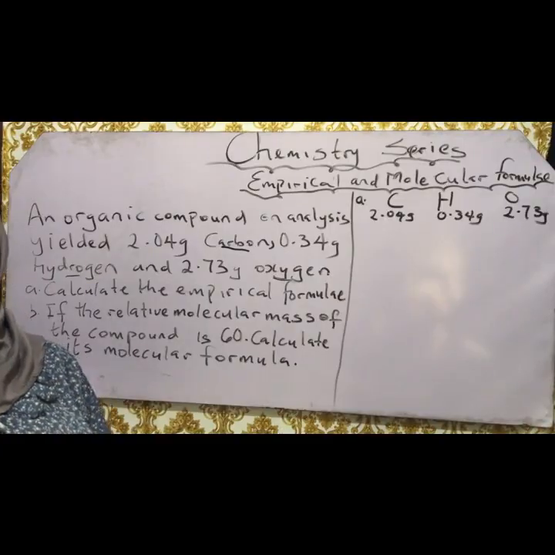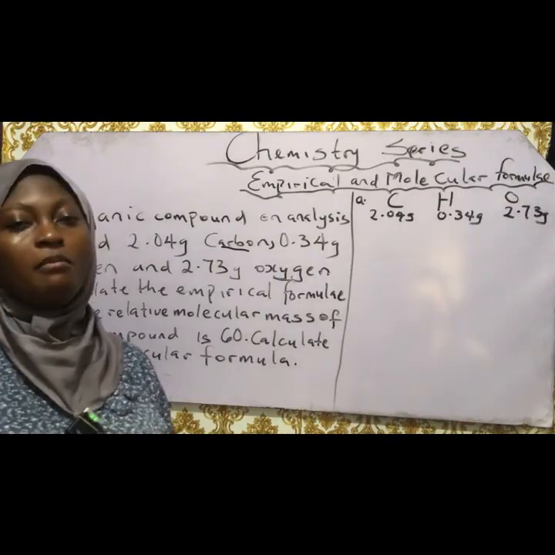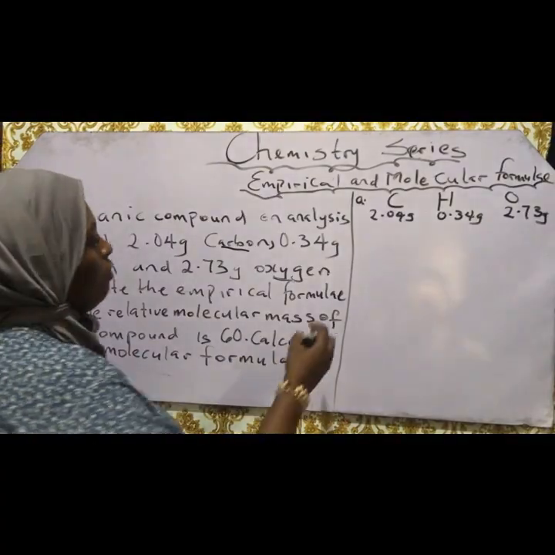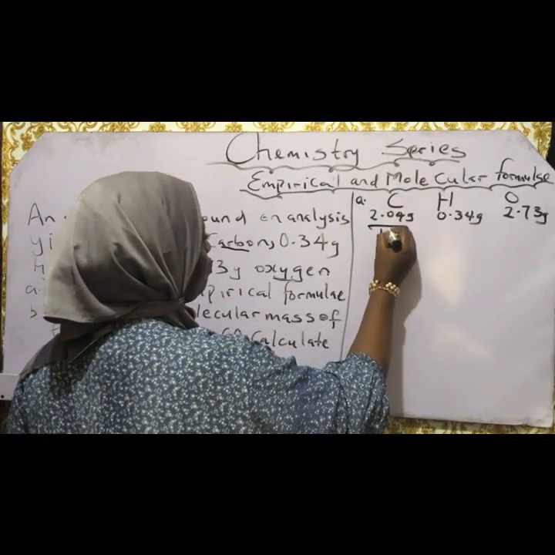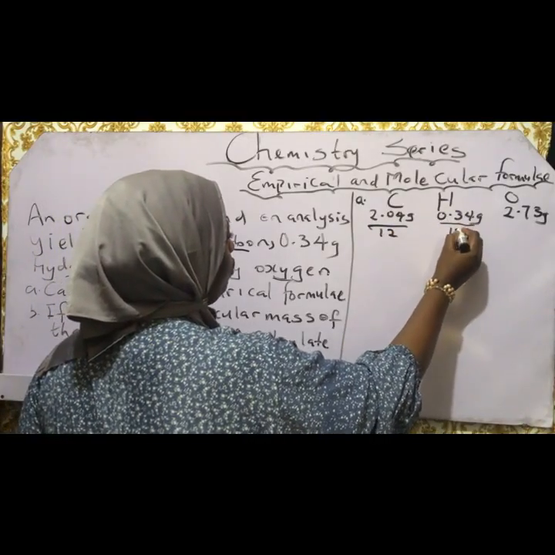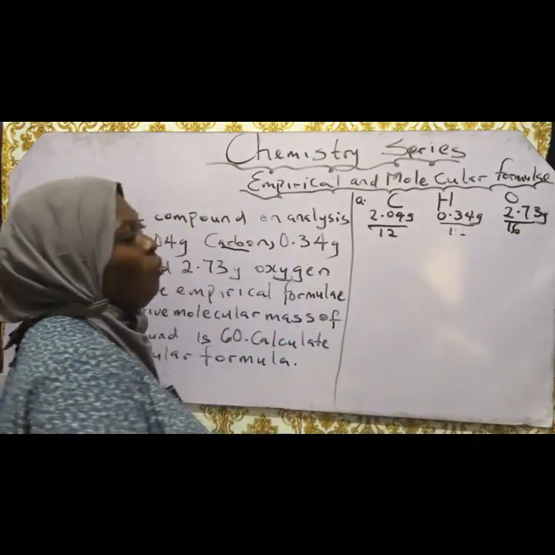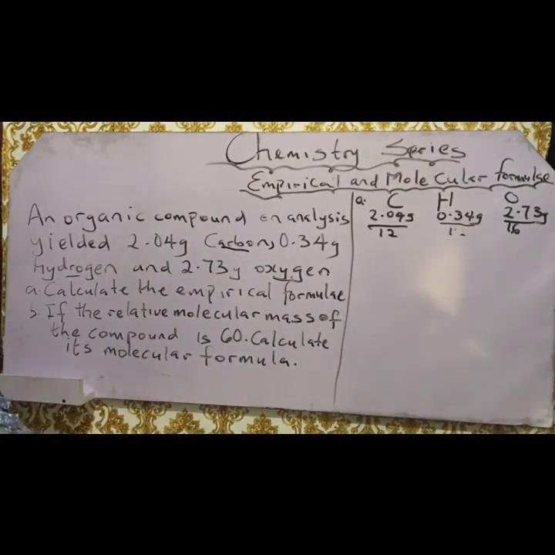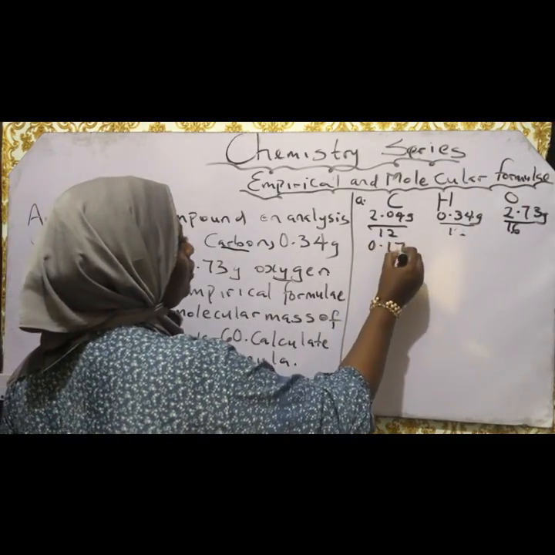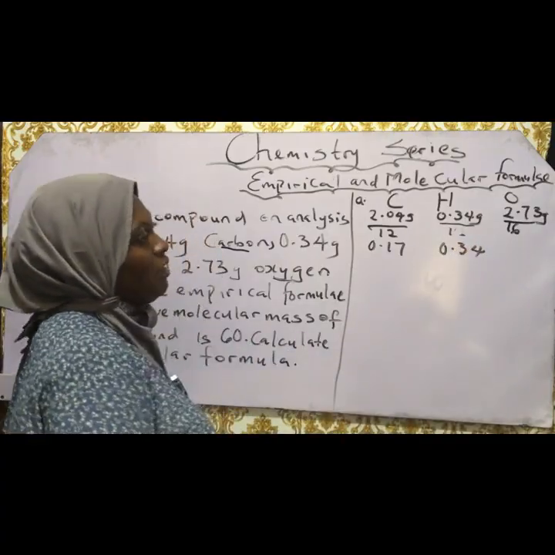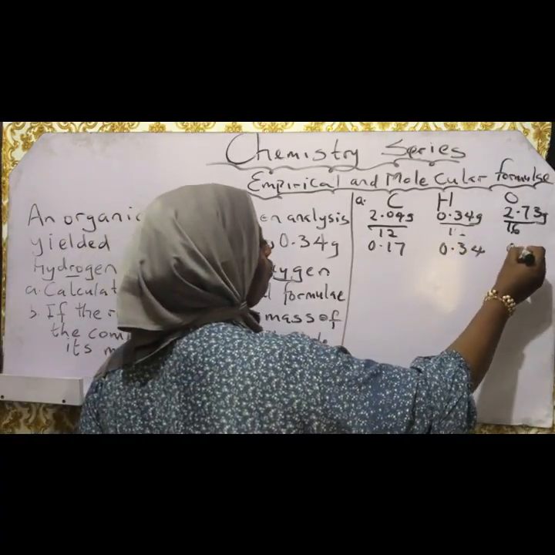The next step is to convert the mass to mole. How do we convert the mass to mole? We divide it by their relative atomic mass, or we say molar mass. So, the relative atomic mass of carbon is 12, for hydrogen is 1, for oxygen is 16. So, when you input 2.04 divided by 12 into the calculator, you have 0.17. Here, 0.34 divided by 1, you have 0.34. 2.73 divided by 16, you have 0.17.